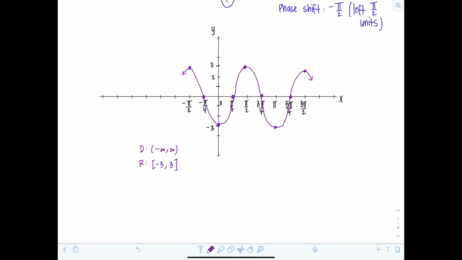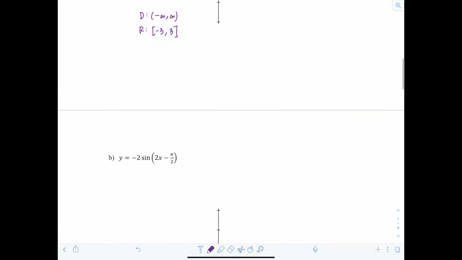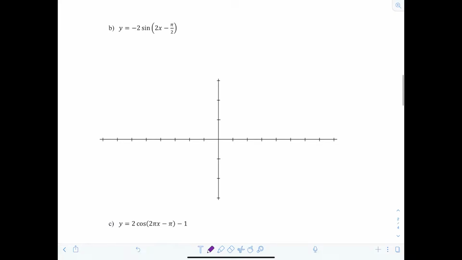All right, not too bad for a first example. Let's move on to something a little more tricky. So, y equals -2 times sine of 2x minus pi over 2. Let's get that factoring out of the way first.